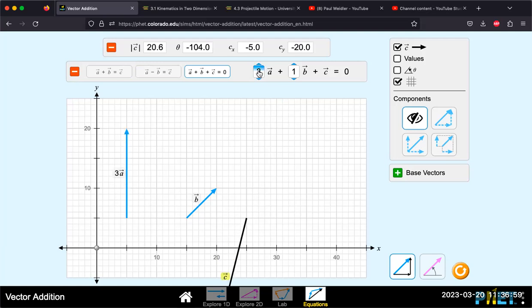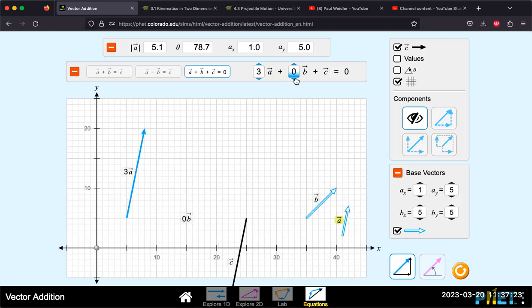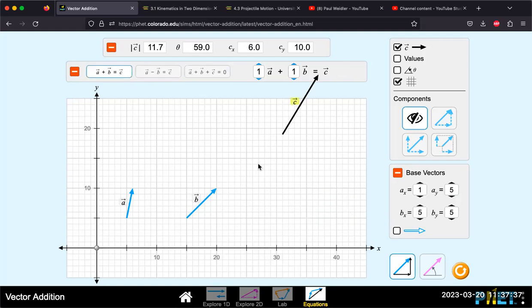And we can make multiples of our vectors. We have our base vectors over here. And what I'm going to do is make A so that it's not vertical like that. We could also show our vectors, so our base vectors, and then as we add and subtract these, the C, which is the equation here, changes. So let's go back to A plus B equals C, and I'm just going to bring C over here.